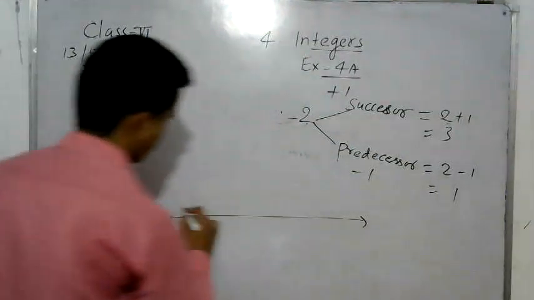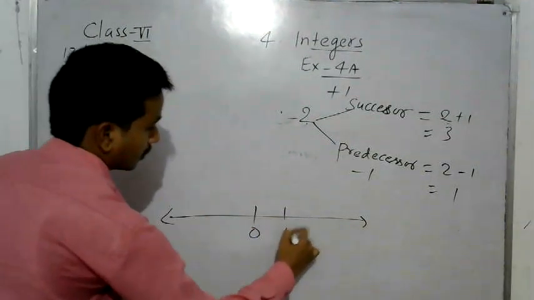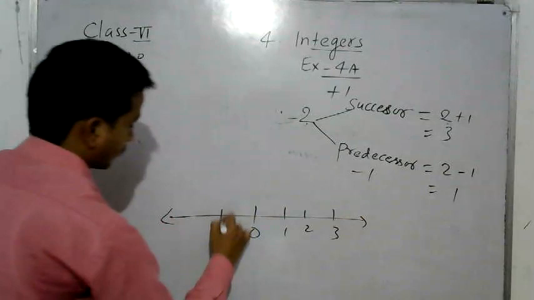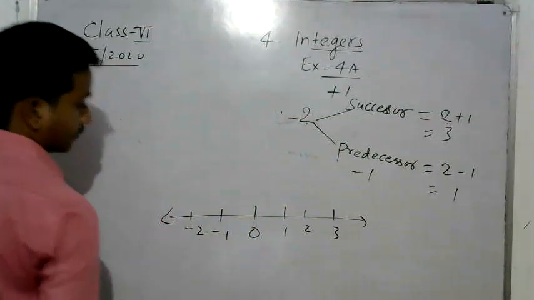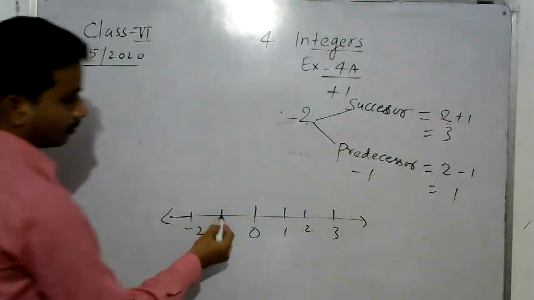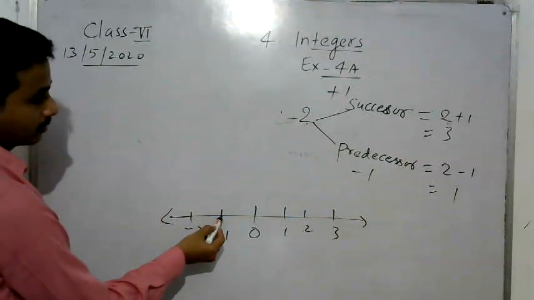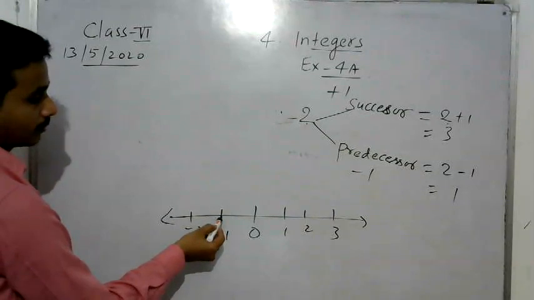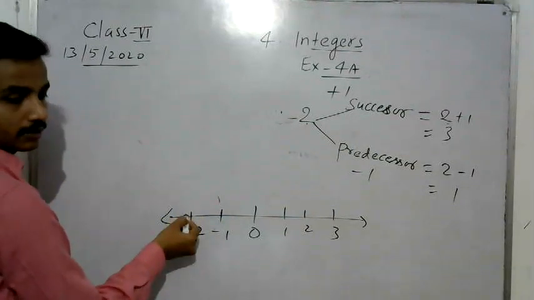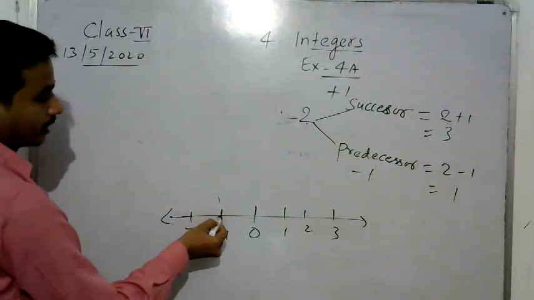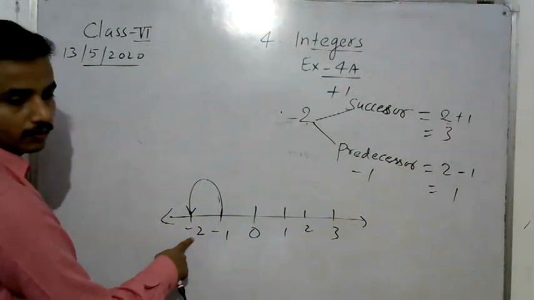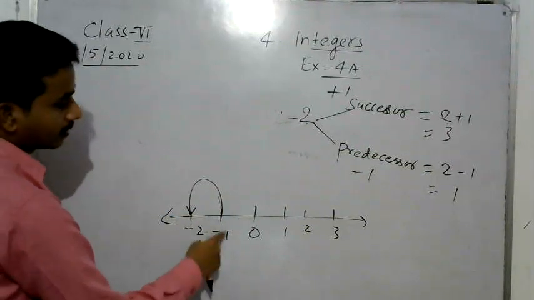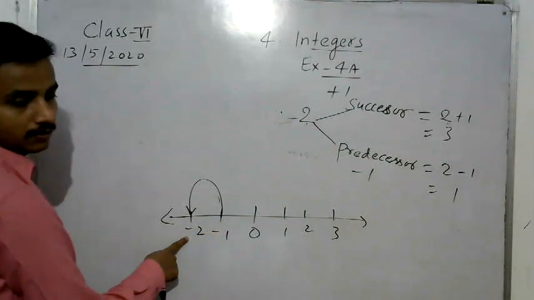Suppose there is a number line 0, 1, 2, 3, minus 1, minus 2. So what is the predecessor of minus 1? To find the predecessor of minus 1, move one step in the left. What do you get? Minus 2. So predecessor of minus 1 is minus 2.